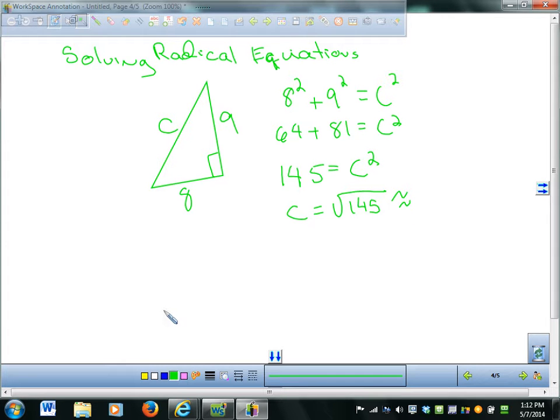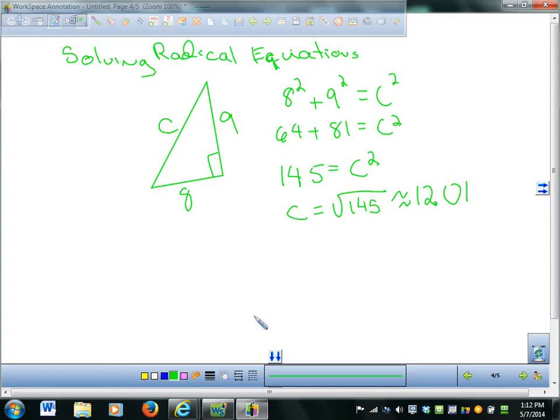You would think it would be really close to 12 because 12 squared is 144, right? So it'd be about 12.01. All right. So we actually did solve a radical equation right there.